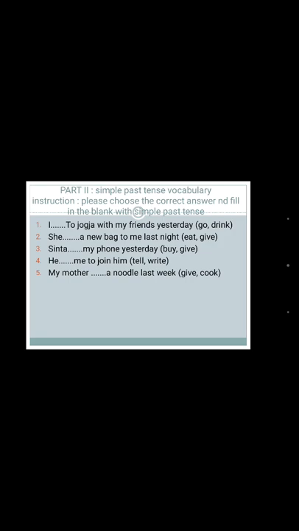And then, "She a new bag to me last night." She eat or she give. The best answer is she give. Then give must use verb 2 of give. For example, "She gave a new bag to me last night."